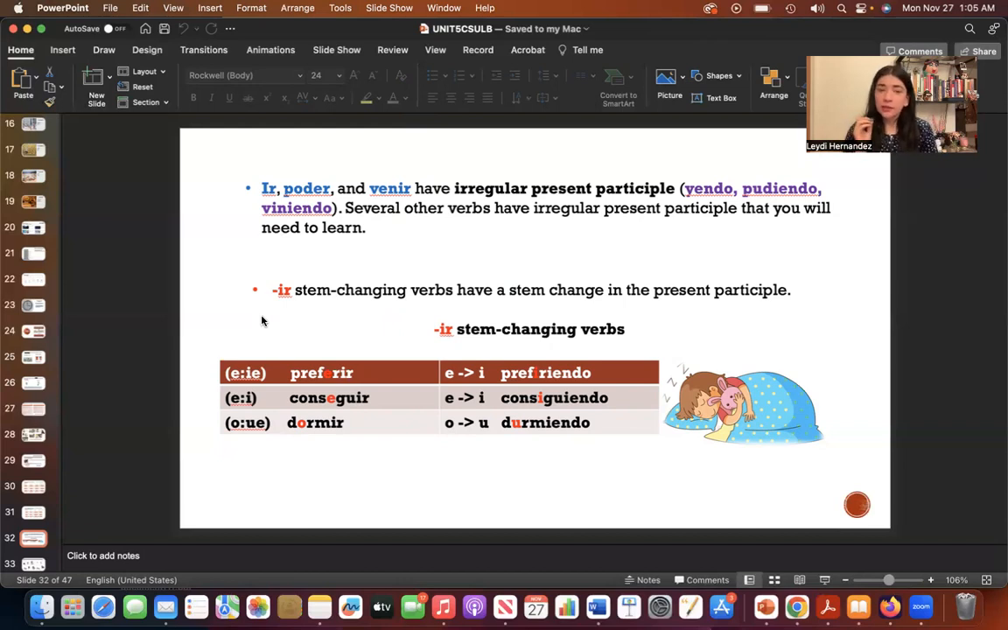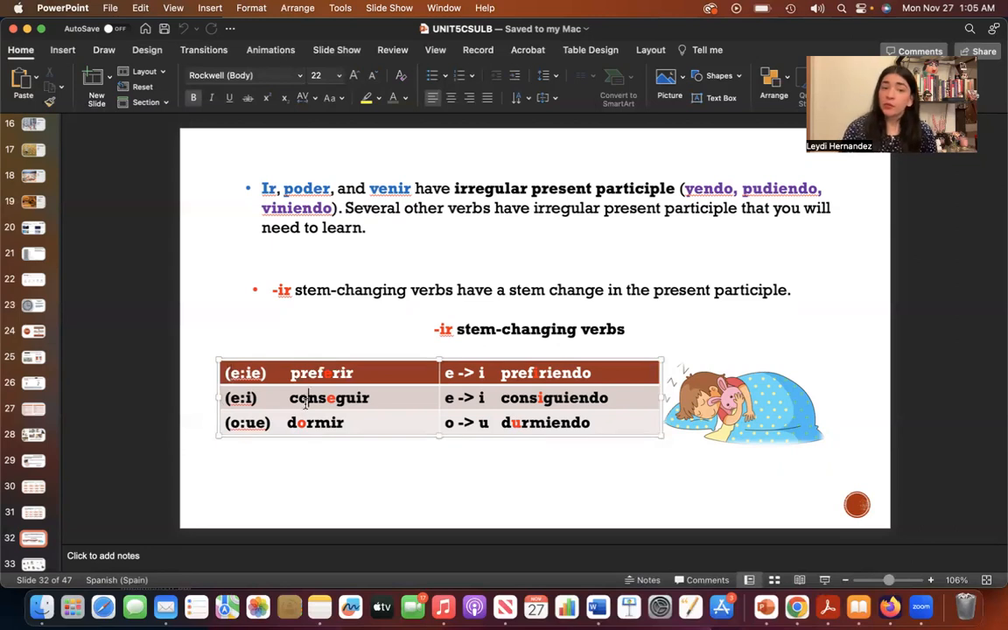Now, remember the stem changing verbs, those verbs that when we conjugate, we need to change the vowels of the stem. So if you have an IR verb with a stem change, it also has a stem change in the present progressive. For example, preferir. It ends in IR, it's an IR verb. It has a stem change from E to IE. So when we conjugate it in the present progressive, we're gonna say prefiriendo.